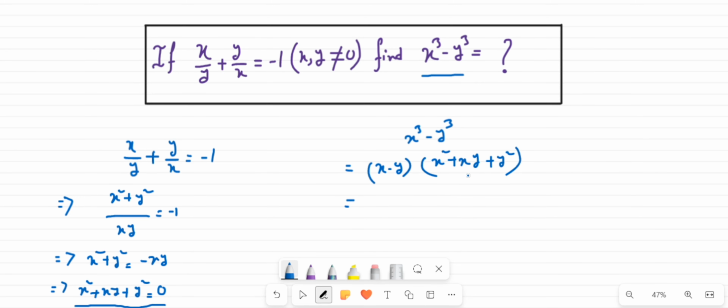See, we have already found the value of this expression, that is x square plus xy plus y square, that is this one, correct? So it is the value of 0, correct? So we can write x minus y into 0. So anything multiplied by 0 is ultimately 0. So what is the ultimate answer? The answer will be x cube minus y cube equals to 0. So this is the ultimate answer.